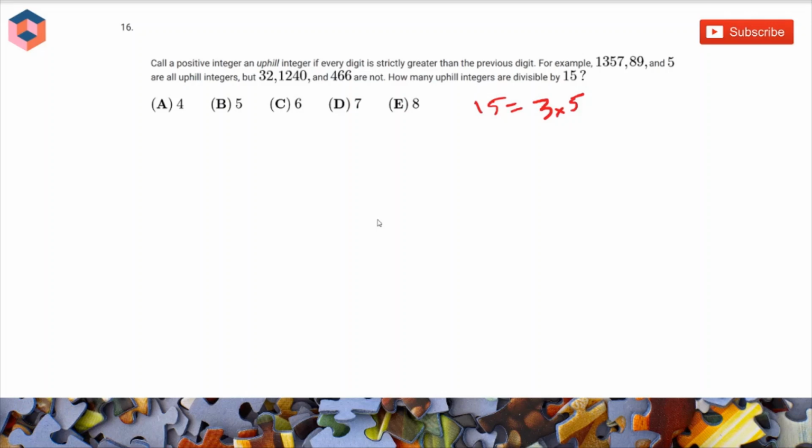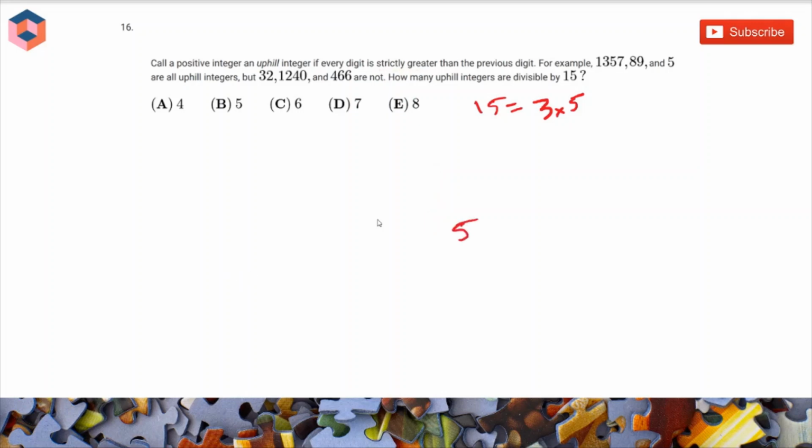Now, for a number to be divisible by 5, the last digit can either be 0 or 5. But if the last digit is 0, and the digits are strictly greater, that means each is not equal to, but actually greater than the previous digit, then what would the previous digit be? Negative 1? No, that doesn't make sense. Our digits need to be anywhere from 0 to 9. And 0 itself is not a positive integer, so it doesn't count. So the last digit must be 5.